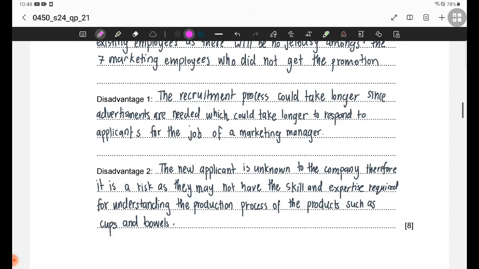So the first one I chose is that the recruitment process could take longer, since advertisements are needed, which could take longer to respond to applicants for the job of the marketing manager. This is another point. Then the other disadvantage is that the new applicant is unknown. Like I stated before, they may not have the right skills or expertise for understanding the production process of the products, such as the cups and bowls. Now here, this is an application.